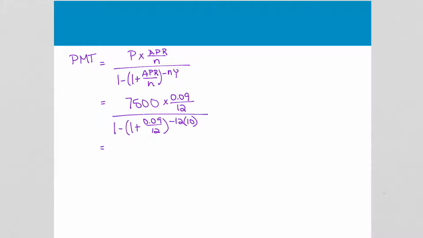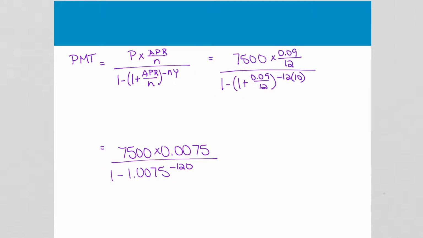Okay, so the first thing we can do is divide 0.09 by 12. So we'll have 7,500 times 0.0075 on top. On the bottom, I'm going to go ahead and add that number to 1, so it'll be 1.0075, and negative 12 times 10 is negative 120. Now again, realize that you can't take 1 minus 1.0075 because of order of operations. You have to do the exponents first. We'll move things around here a bit.